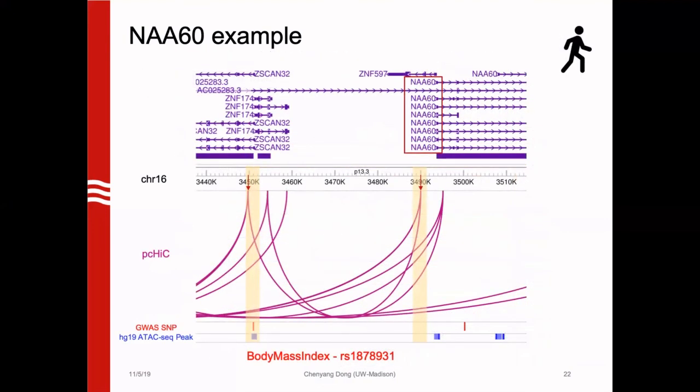Then we move to human scale. In human, we can see the NAA60 gene is here and the promoter region upstream 3K. And then we see a beautiful promoter capture Hi-C link the promoter region to that body mass index gene, mapped to the mouse SNP. And it's covered by one human ATAC peak as well.